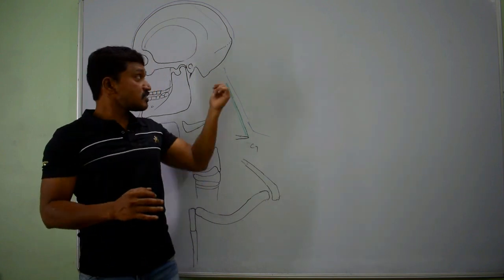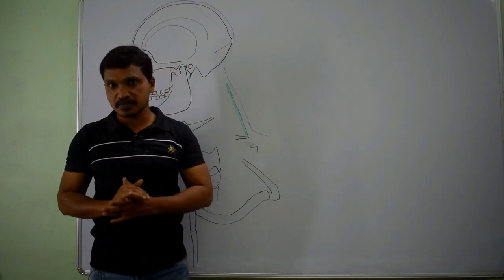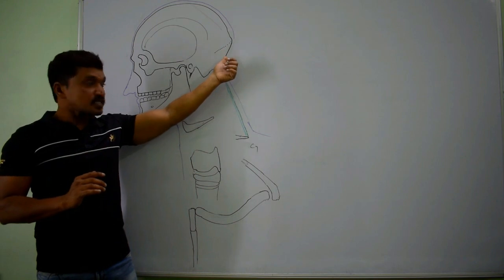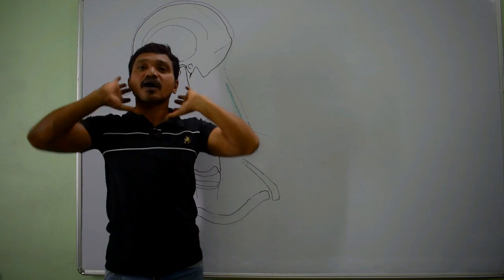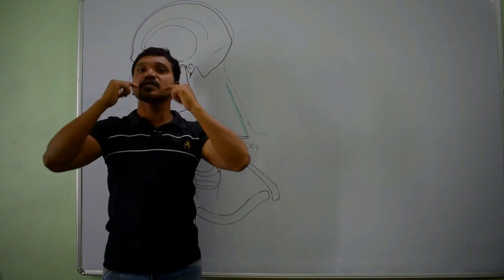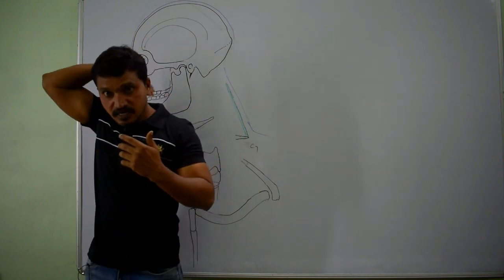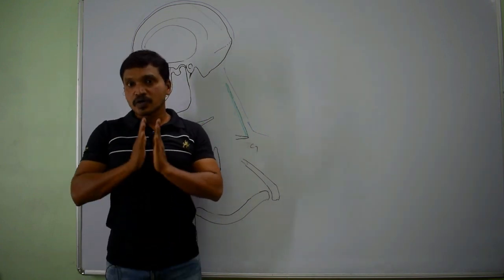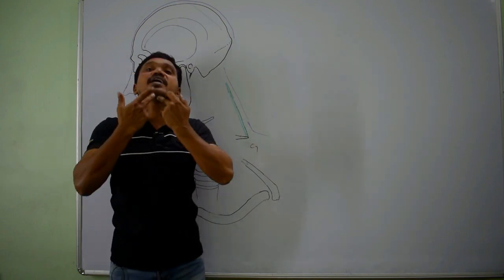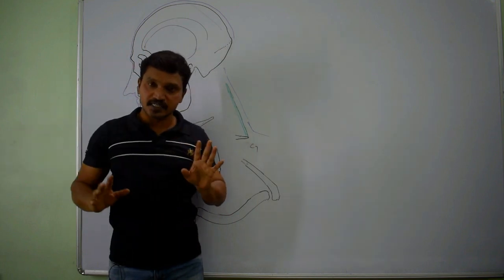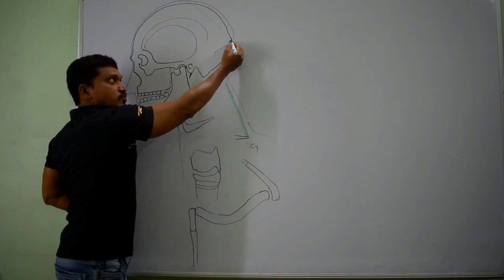First, if you take the investing layer of deep cervical fascia, or the general investing layer of deep cervical fascia, it has to attach somewhere superiorly, somewhere inferiorly. Is it or not? If it is like a collar, somewhere it has to attach superiorly, somewhere inferiorly, somewhere anteriorly, somewhere posteriorly. So now we will see where it attaches superiorly, inferiorly, anteriorly, and posteriorly. Superiorly, it is attaching to the external occipital protuberance.